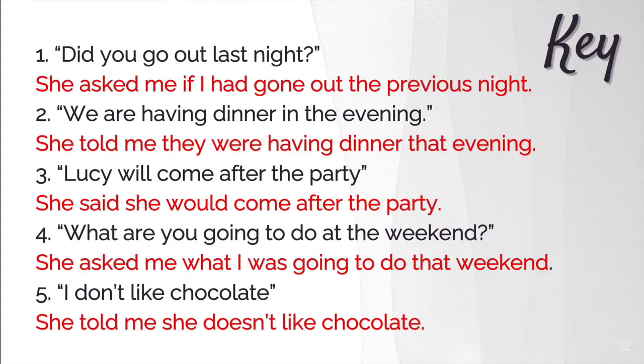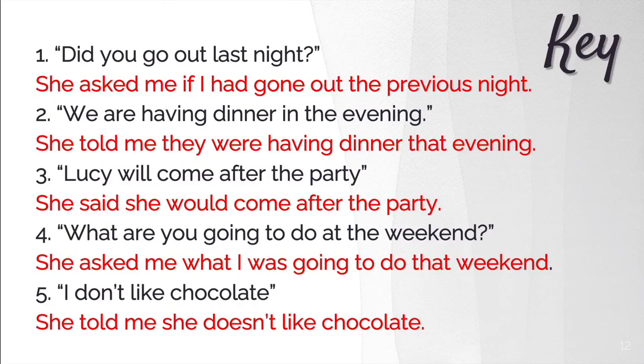For number 4 instead, what are you going to do at the weekend? So if we want to report that, we would write, she asked me what I was going to do that weekend. Now, if we consider that the direct question was with the present continuous, then the indirect sentence would be with the past continuous. And we need to change also at the weekend into that weekend.